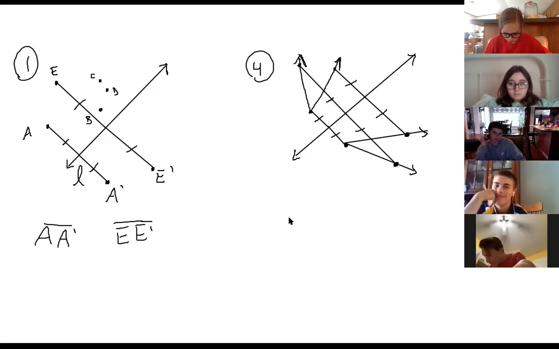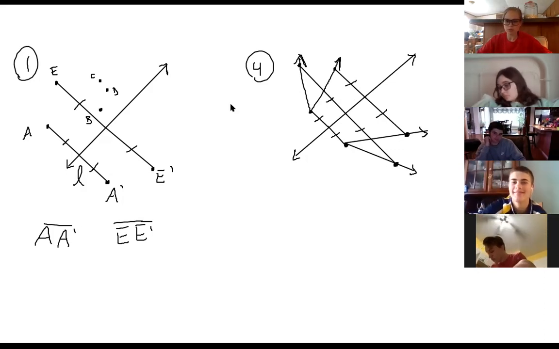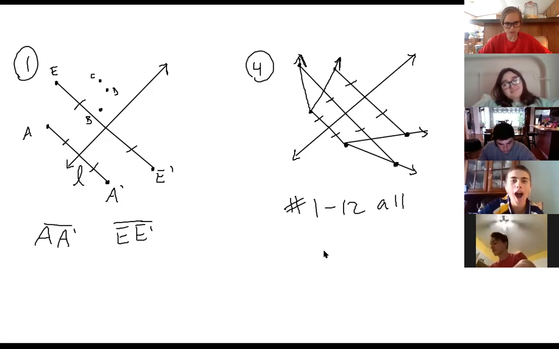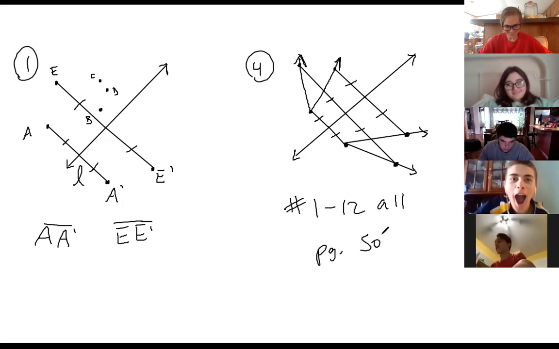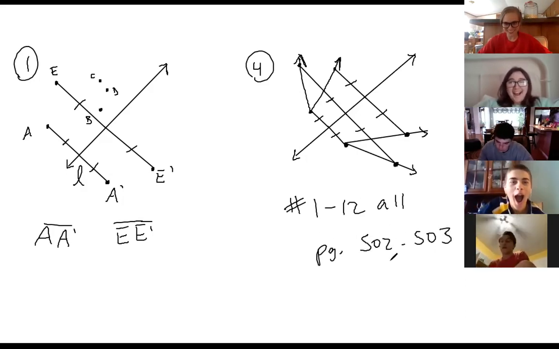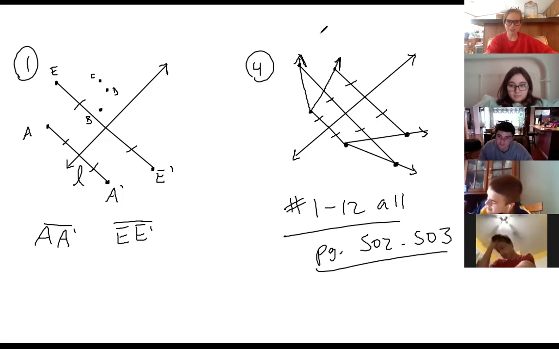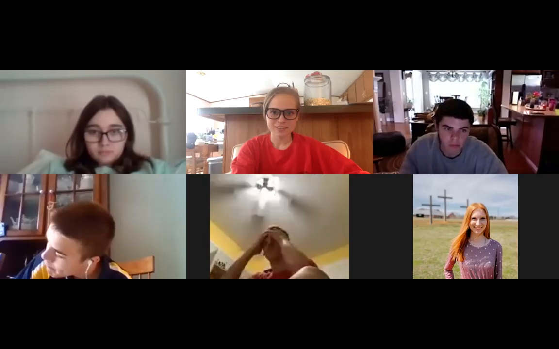I want you to do numbers 1 through 12 all. All right, page 502 to 503, numbers 1 through 12 all. Just started a couple of them for you.